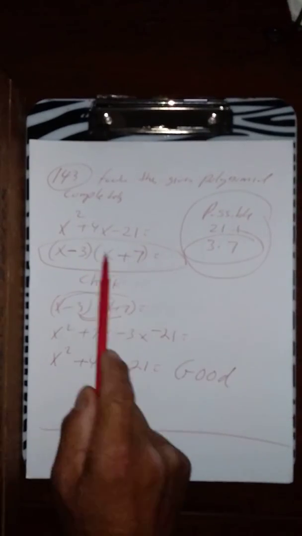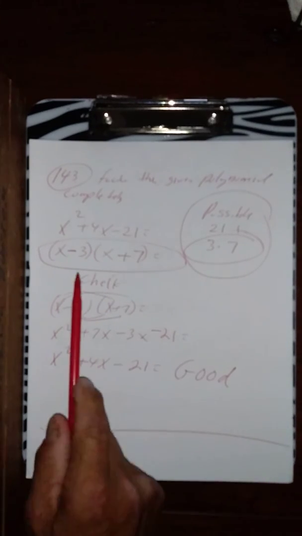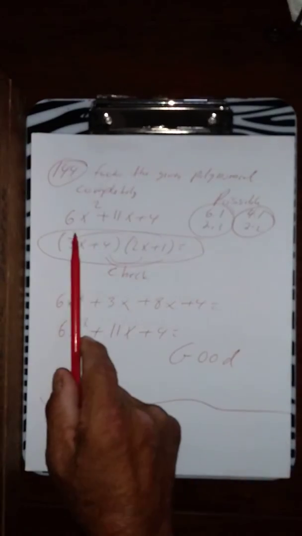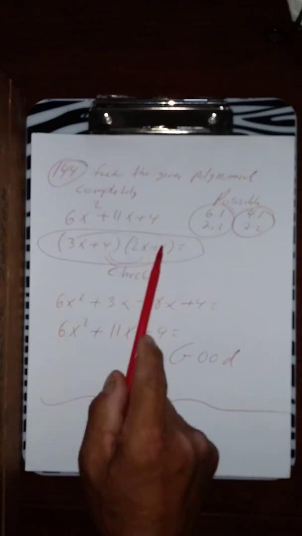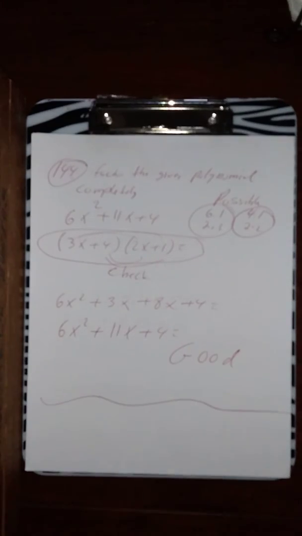3 and 7, is that 21? Does that work? That turns out 21. See, that turns out x squared. Does that work? Yes. This is our guess. Does it work? Let's check it. That turns out is 6x squared. That turns out is 3. It's 8, 4. There it is. And it works.